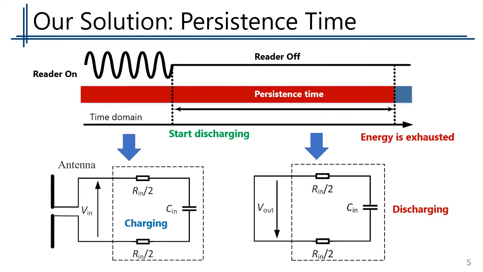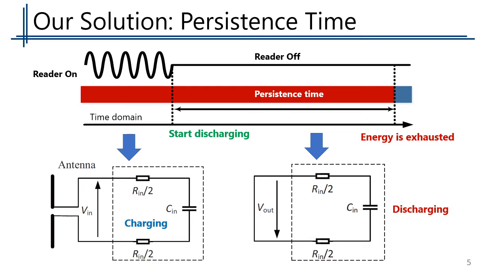Instead, we use a new metric called persistence time to measure the tag circuit, as we can see in the left figure. When the RFID reader is on, the tag antenna captures energy from the reader's signals and charges the RC circuit. When the circuit is fully charged, we turn off the reader. After that, the RC circuit starts to discharge for maintaining the tag's function for a period of time. The time spanning from discharging start to that the energy is exhausted is called persistence time.